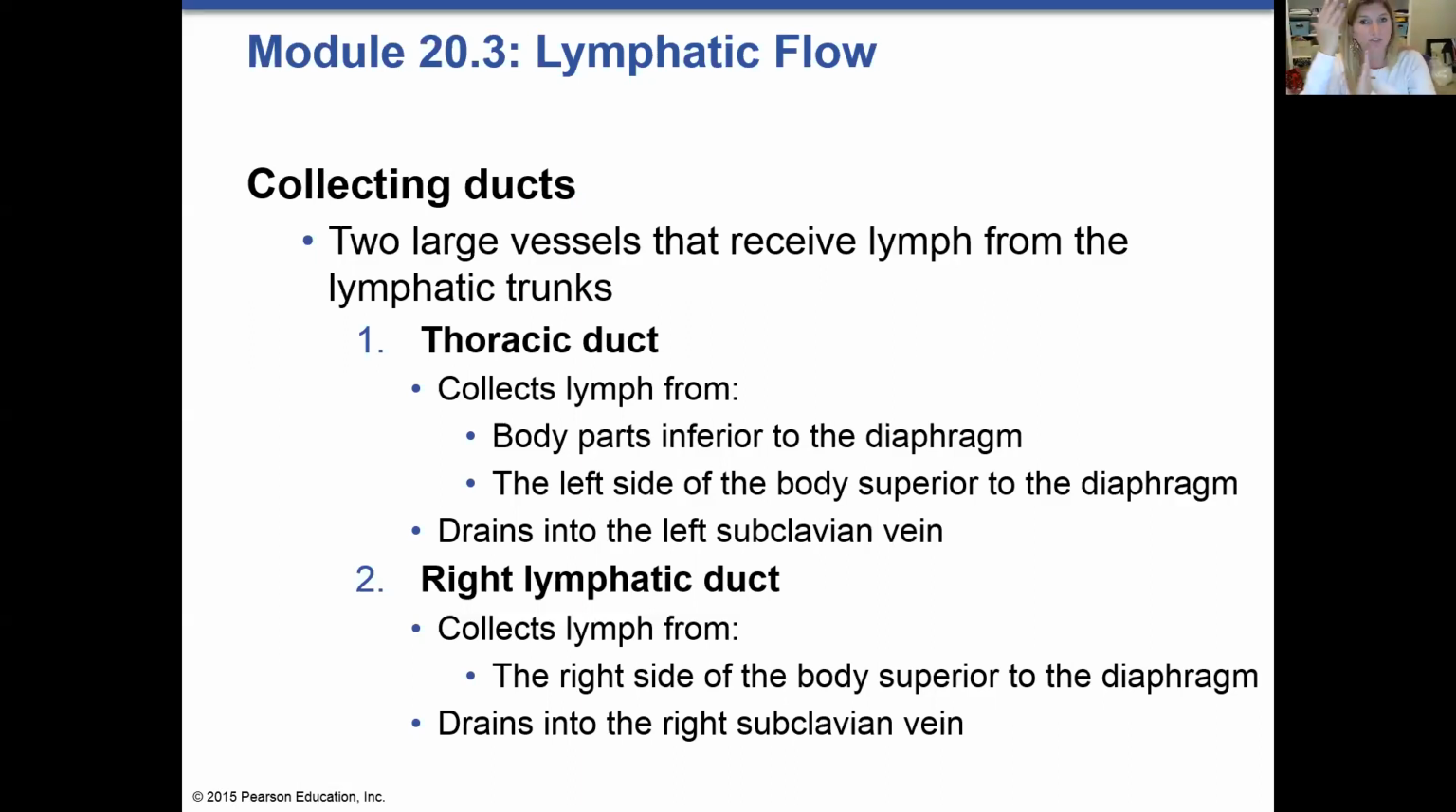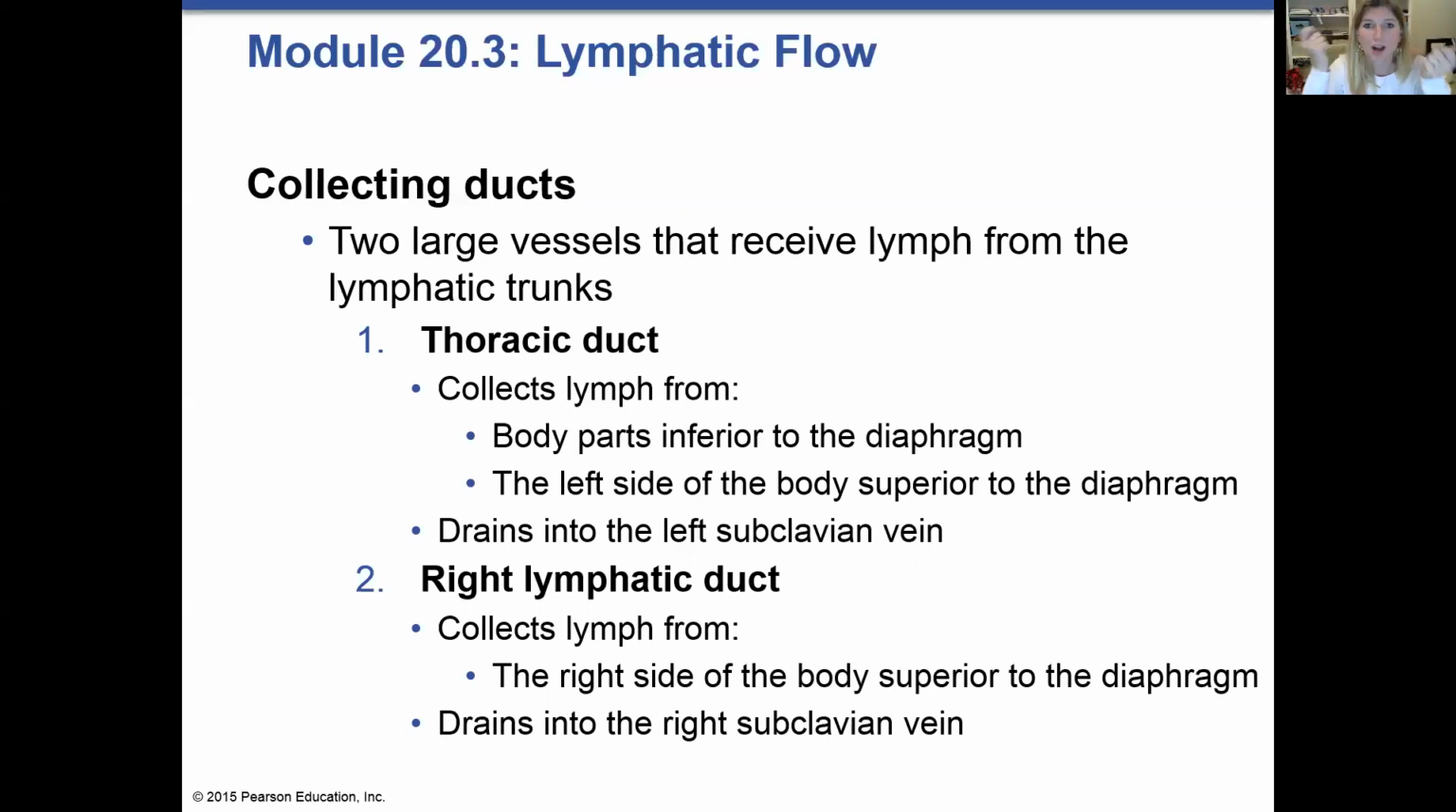So the left side of the thoracic cavity, the left arm, the left side of your head, right? All draining into the thoracic duct. The right lymphatic duct is collecting lymph from just the upper right corner of your body. So the right thoracic cavity, right arm, right side of the head, just above the diaphragm, right?